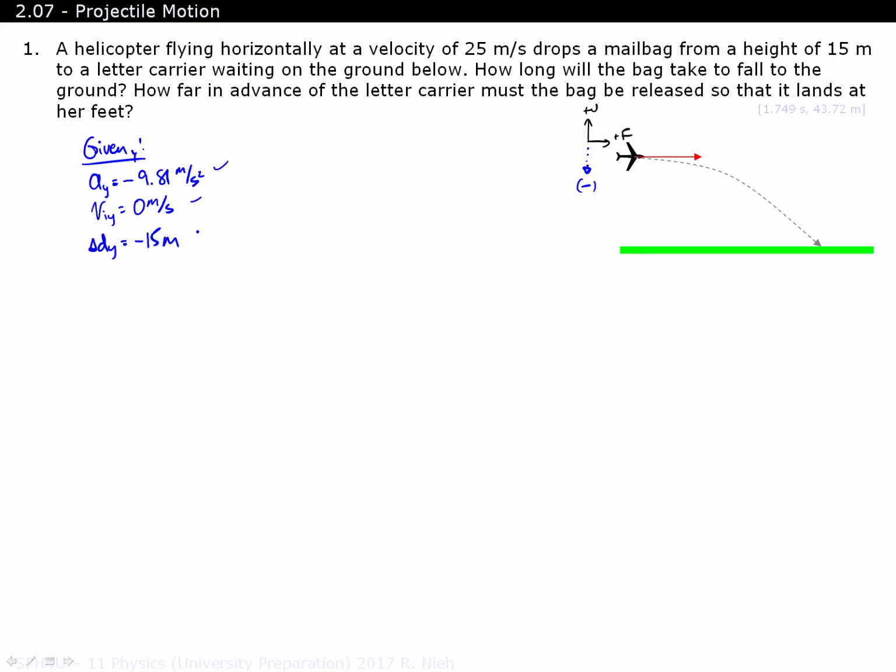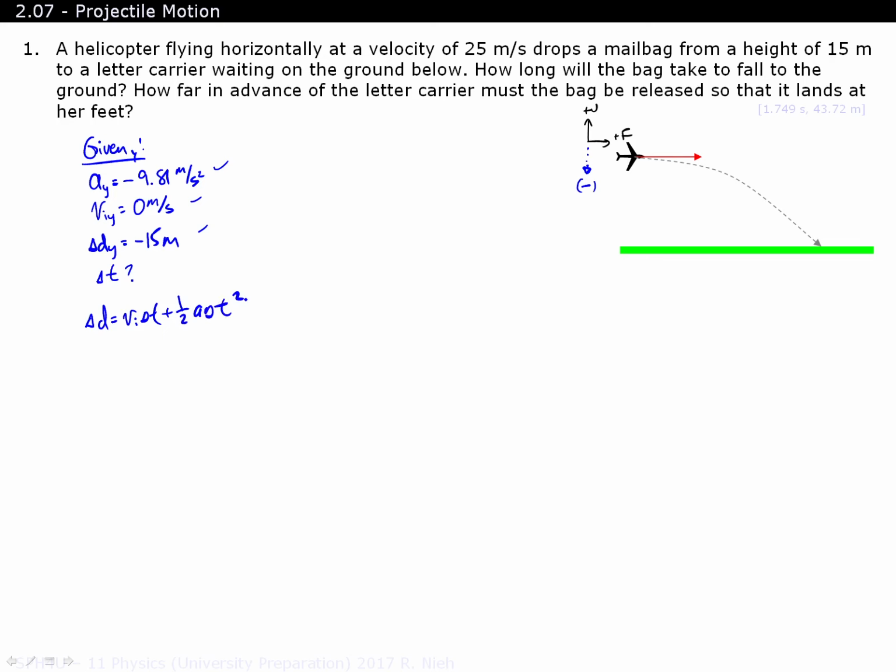And since we already have three givens in our y dimension, we could solve for Vf, and we can also solve for time. In this case, we want to solve for time, as the time it takes for the parcel to fall is the same amount of time as it takes for the parcel to travel horizontally across. So, given the setup over here, we have to use this kinematic equation. Delta d is equal to Vi delta t plus 1/2 a delta t squared.